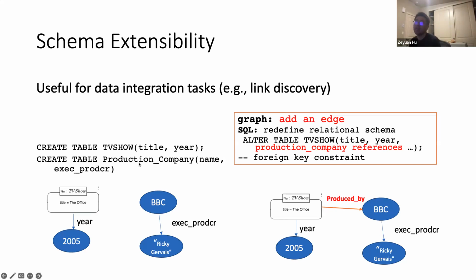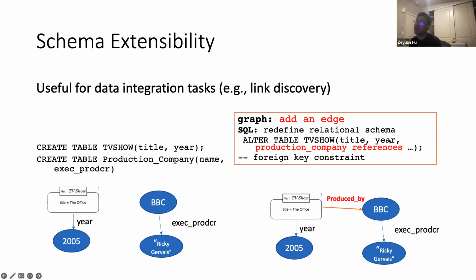Say, for instance, we have one graph. Here we have a TV show, and then we have a year. And then we have another part of a graph, say this is BBC, and their executive producer, Ricky Gervais. And then we want to say there's some connection between these two parts of the graph. Basically what we can do is very simple. We just add one more edge, say Produced By, and then we can combine the two graphs into one.